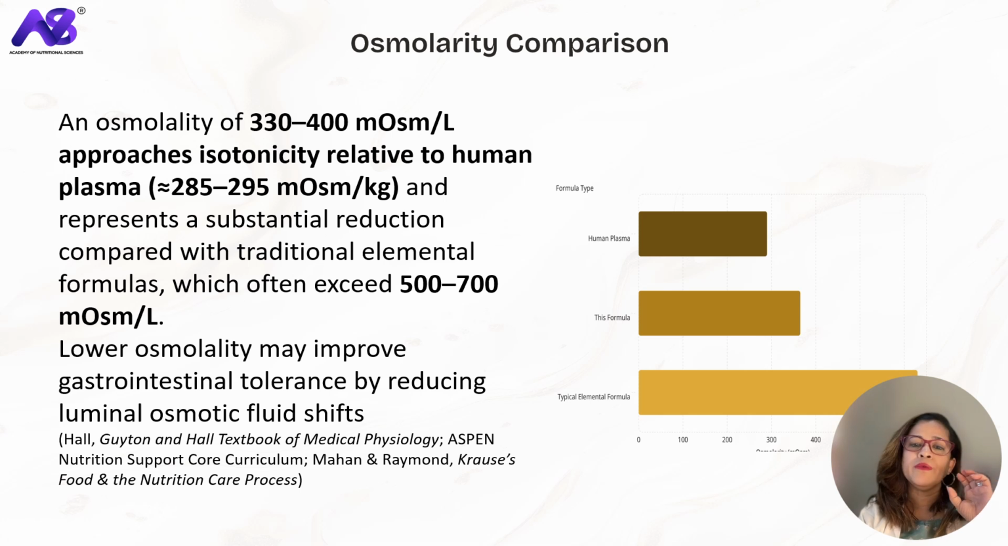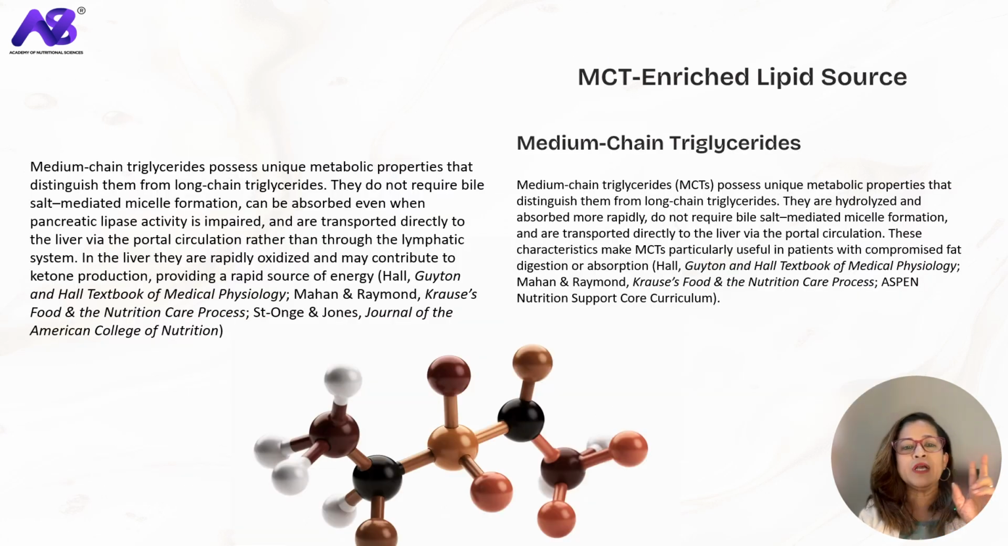Okay, so anything between 300 and 400, which is very close to human plasma, is something that you should be looking for. Lower osmolarity improves gastrointestinal tolerance. They reduce the luminal osmotic fluid shift. Okay, they reduce the fluid shift.